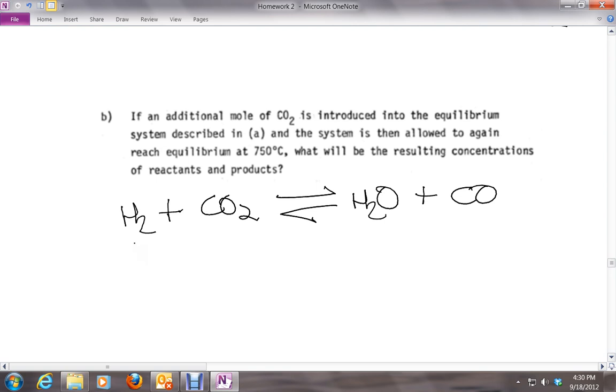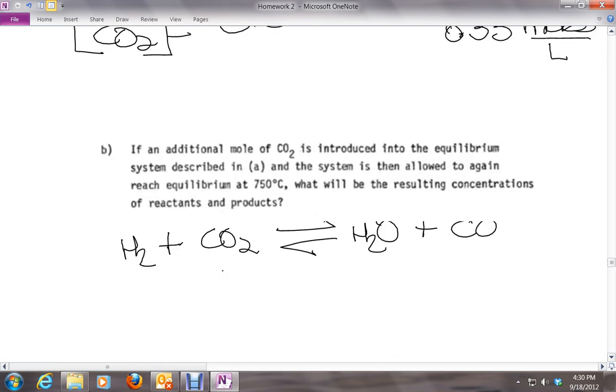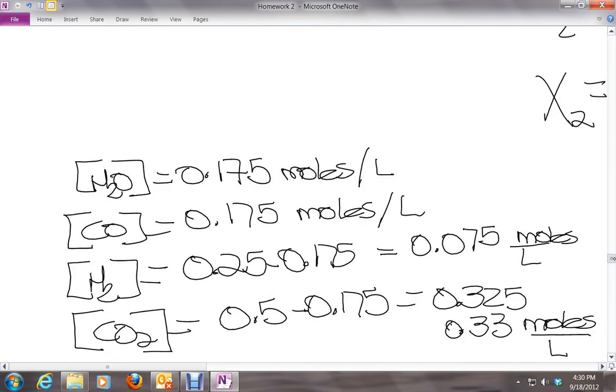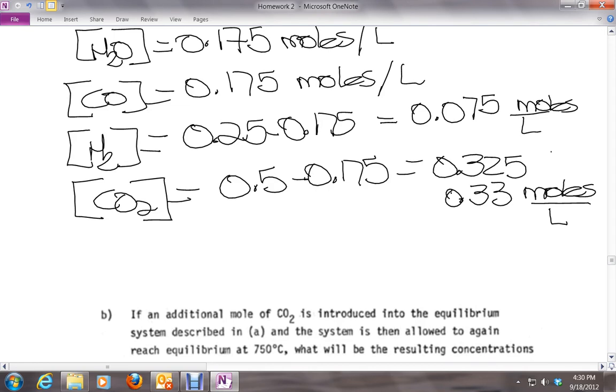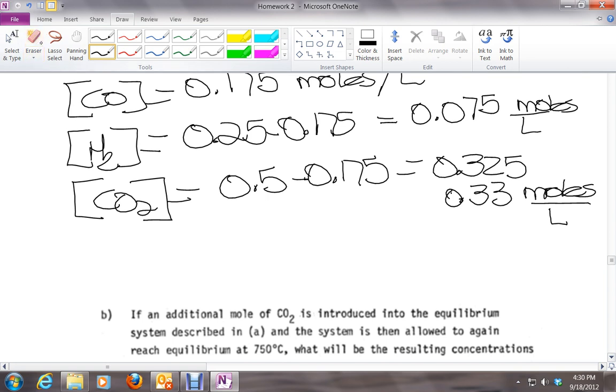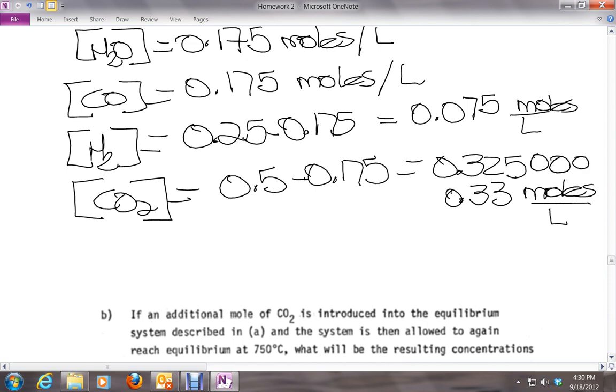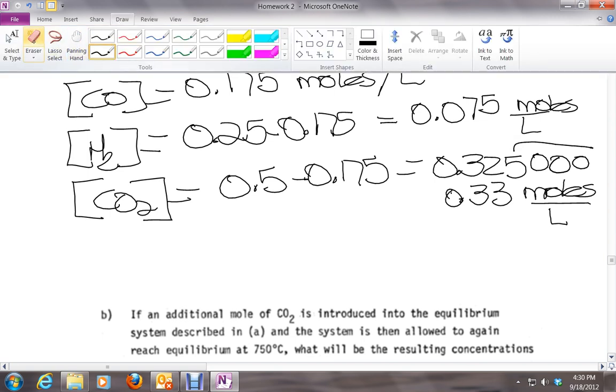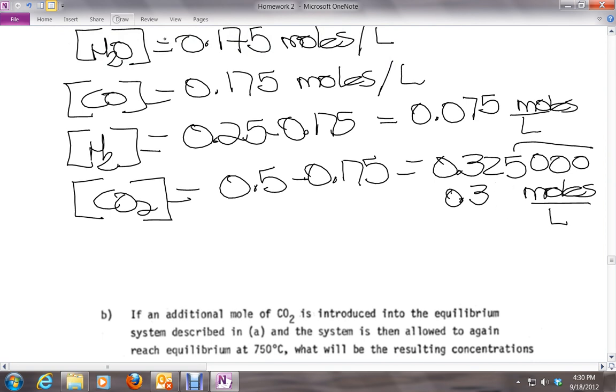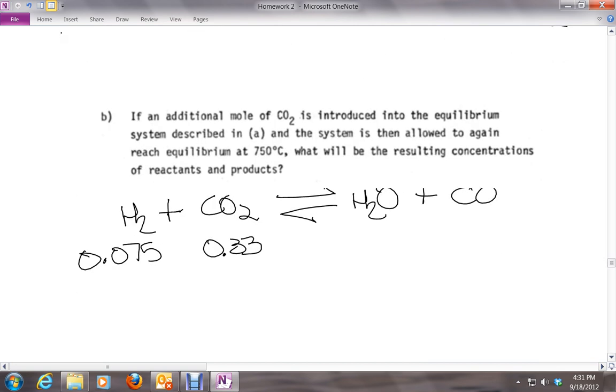Now, in equilibrium you had 0.075 for H2 and 0.33 for CO2. Remember this? By the way, this stays the same. It's rounding: if you round something ending in 5, and you drop the 5, the preceding digit is odd and this is even, it stays the same. So this is 0.32, right?